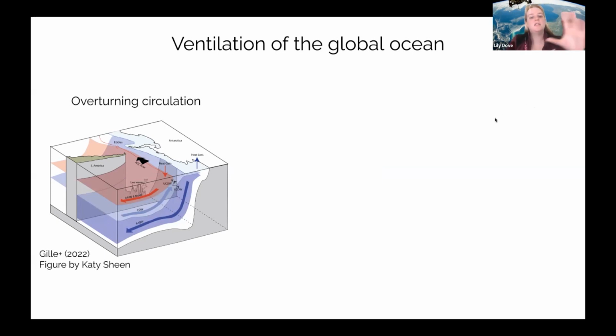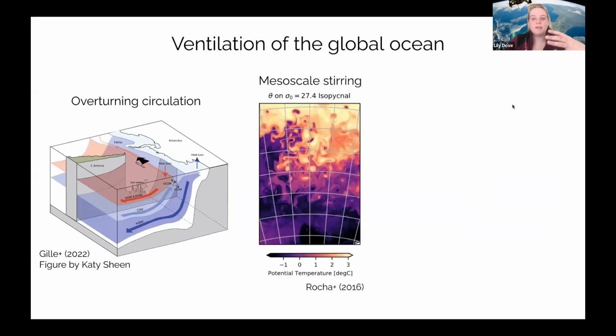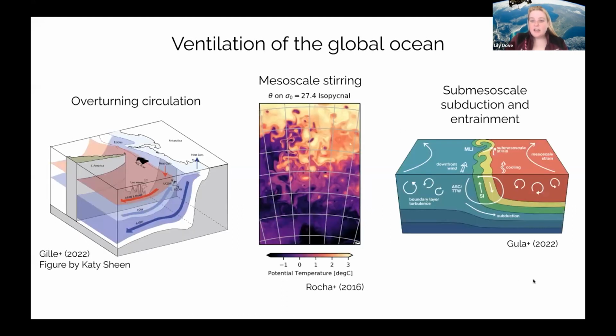But ventilation also takes other and smaller forms, one of which is through mesoscale stirring. So if you imagine a mesoscale eddy, and you know that it kind of has a bowl shape, and that you have isopycnals or density surfaces tilting up and down. That's another way. If you get stirring along those density surfaces, that's one way you can get ventilation or exchange between the surface and interior. And then we additionally have even smaller scales, so submesoscale subduction and entrainment of waters.